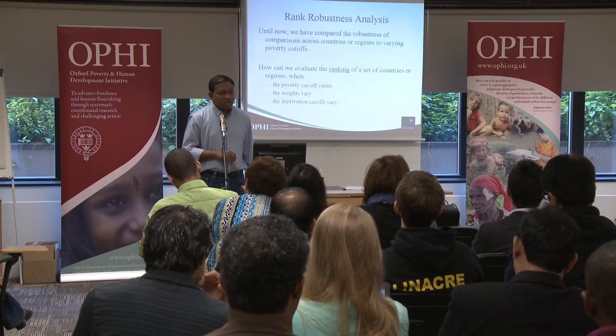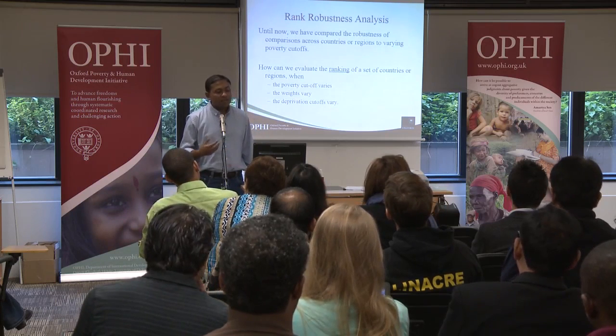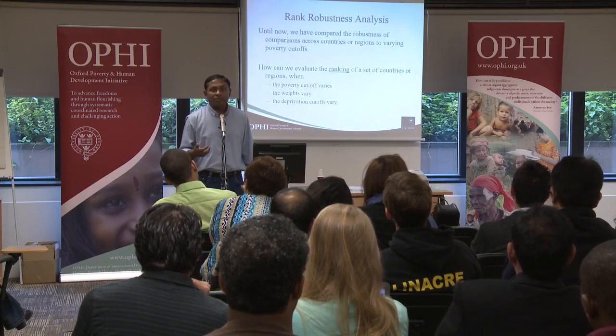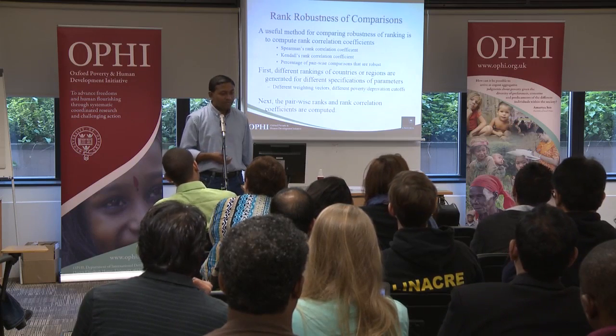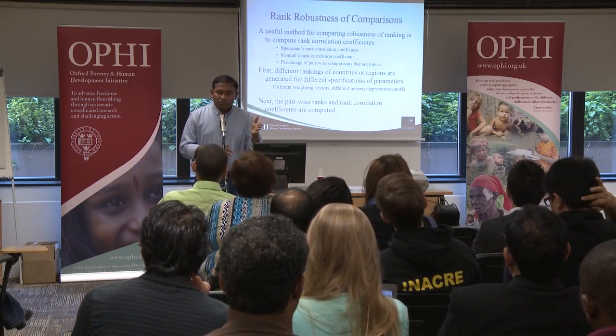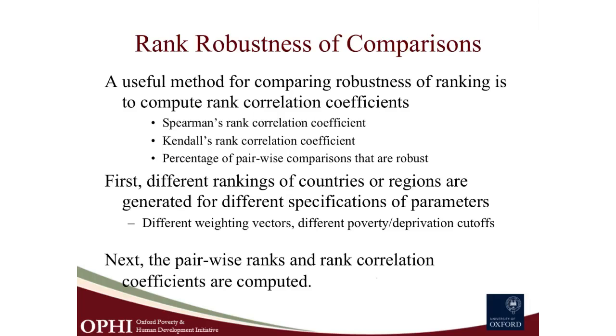So, the question is, how can we evaluate the ranking of a set of countries or regions when the poverty cutoff varies, the weights vary, the deprivation cutoffs vary? There are 3 ways that you could do this. You could compute Spearman's rank correlation coefficient, and I will explain what that means. There is also a notion called Kendall's rank correlation coefficient.